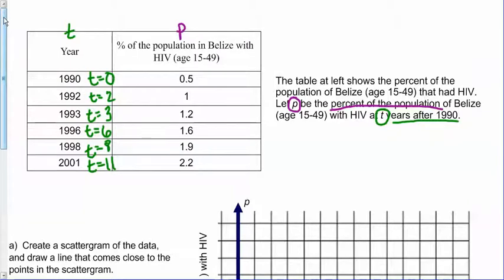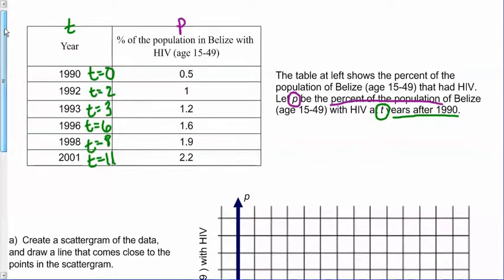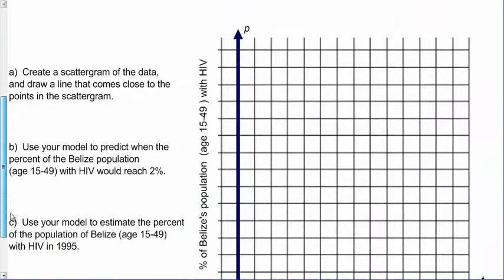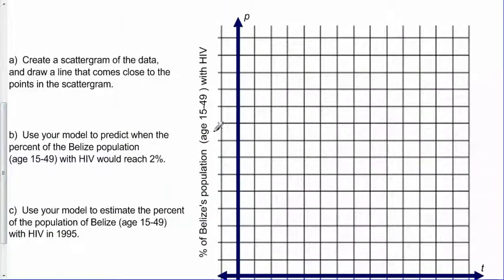But before we can plot any ordered pairs, we need to get our coordinate system set up. And I've already started with that using the information that's given in this paragraph. This part that we marked is the part that is going to go directly onto our graph. There's the P for the percent of the population. Because that's in the second column here, we know that's our dependent variable, so that's going to go on the vertical axis. There's the P variable on the axis, and the label is already there: percent of Belize's population, age 15 to 49 with HIV.